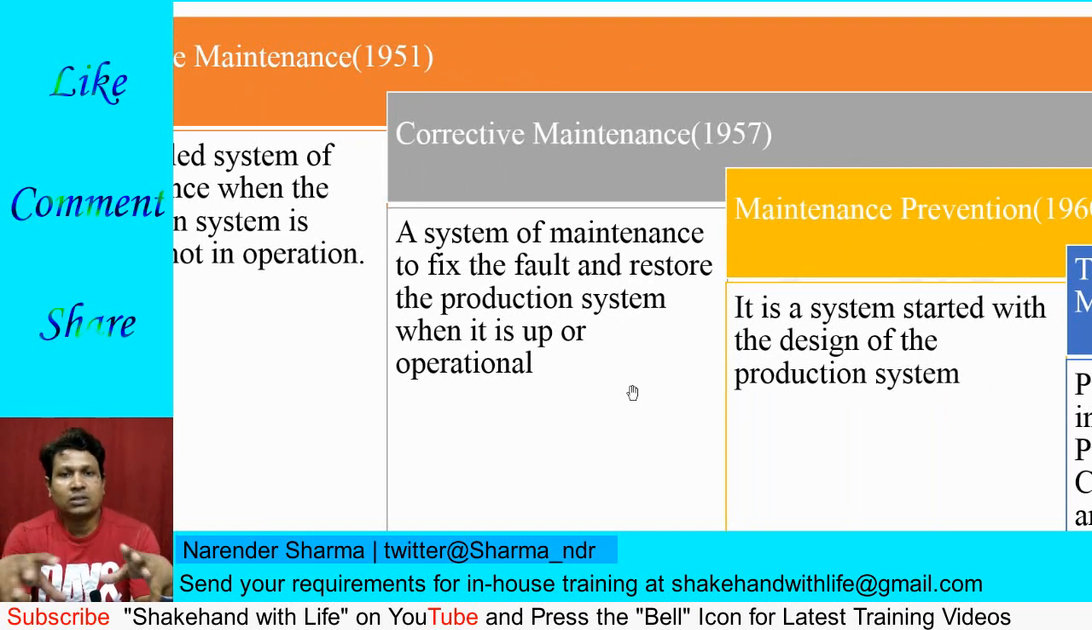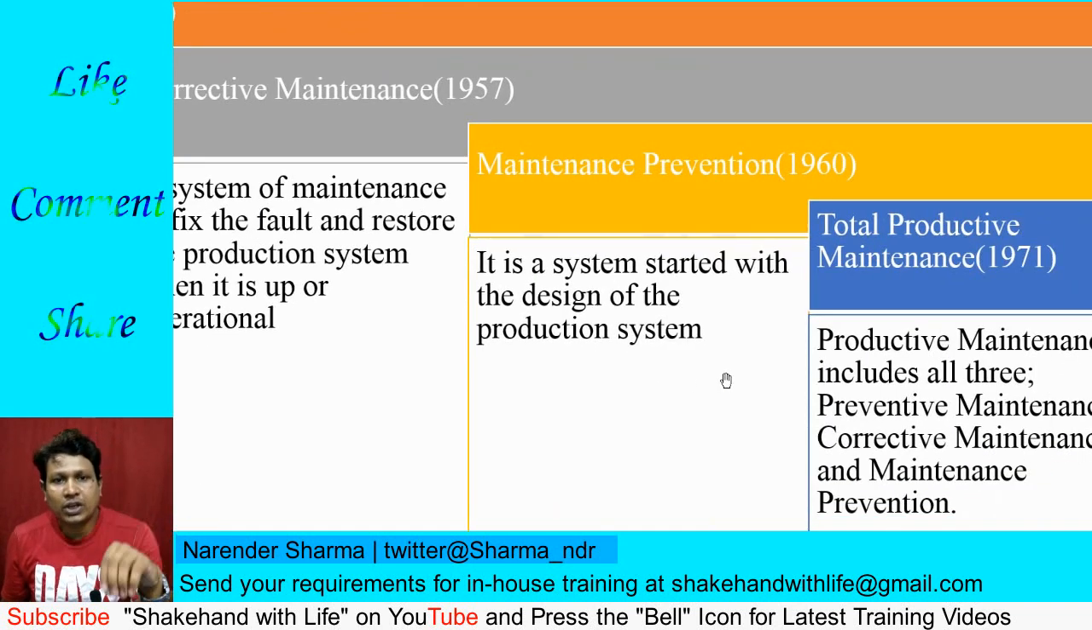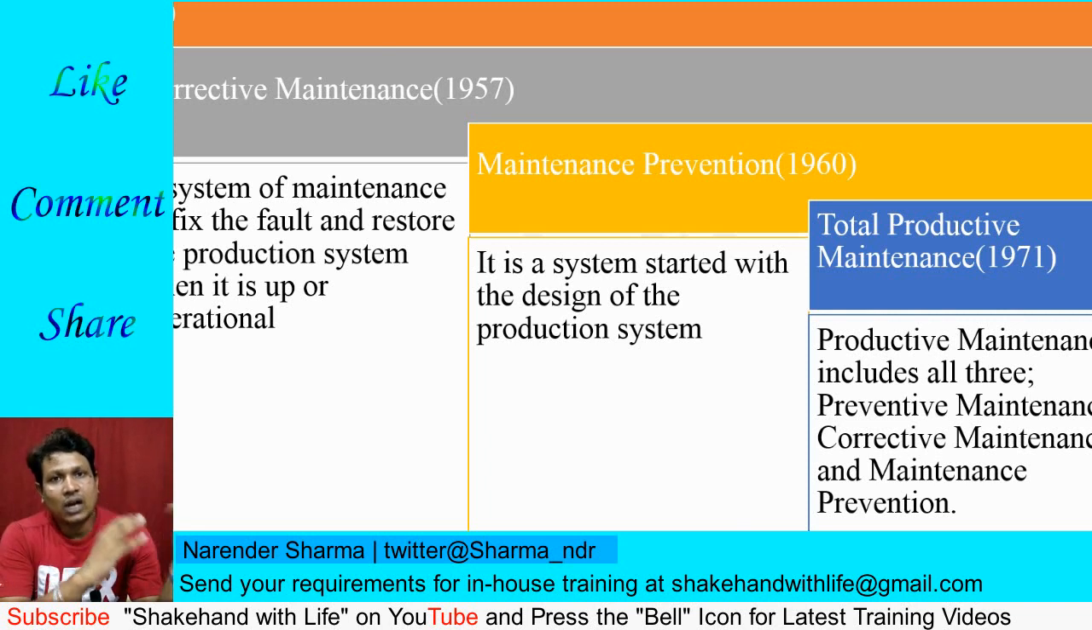It is a system of maintenance that fixes the fault when the system is in operational condition and by chance the system goes down. Under corrective maintenance, the fault can be found and fixed, and the system restored to operational condition. Maintenance prevention came in 1960. It is a system started with the design of the production system. Maintenance prevention starts right from the design of the equipment and the manufacturing process.